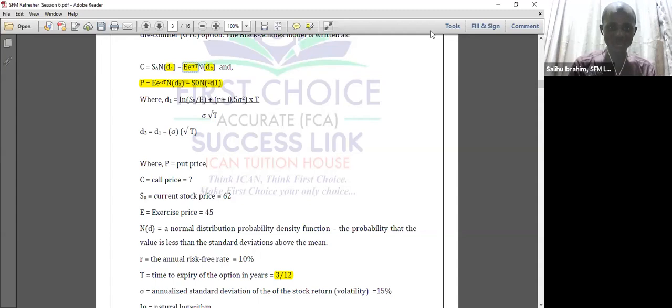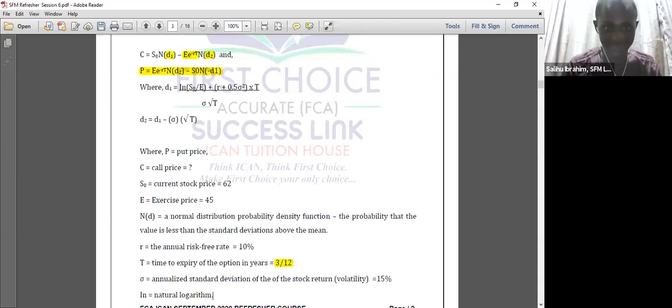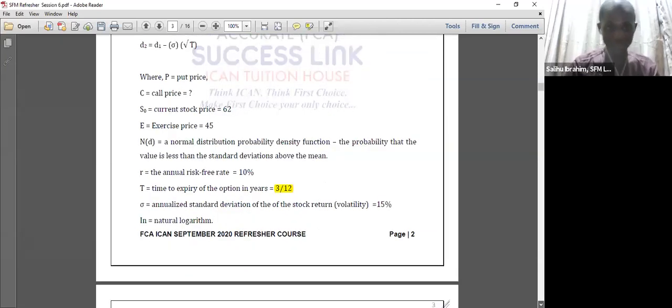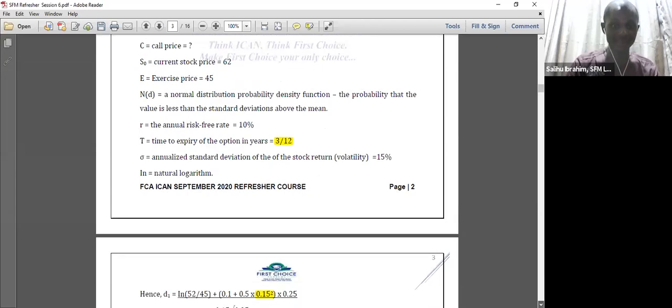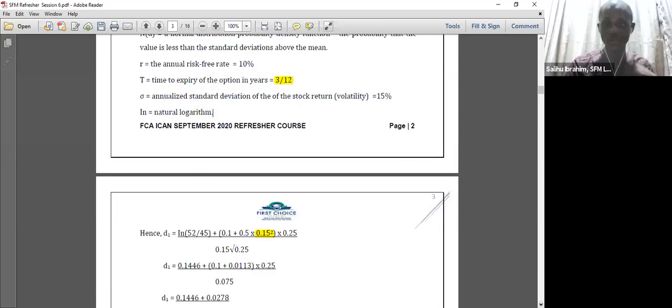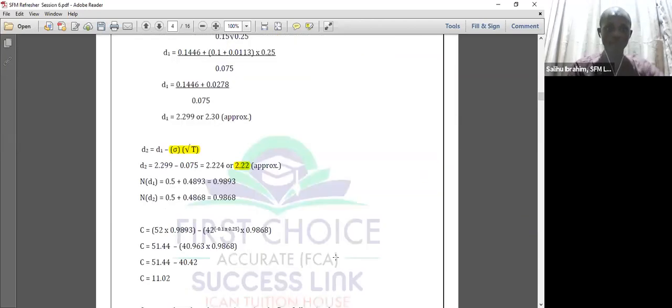Is it 45 or 42? Are you serious? Oh, we are right. 45. Okay, just change it, please. Supposed to be 45. Sorry about that. So you can change it and recompute it. Just understand what we are doing here. Then substitute the 45 for the exercise price. You get your figure. Just understand the procedure. Are we together? So we have our what?